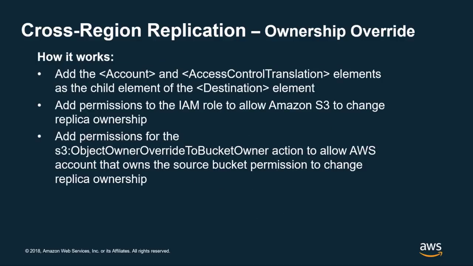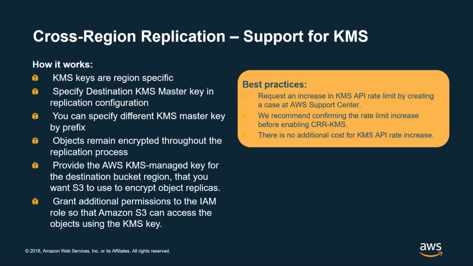And essentially how it works is you're going to add an account and access control elements as the child element of the destination element, add the appropriate permissions to the IAM role to allow S3 to change replica ownership, and then add permissions for the object owner override to bucket owner that will allow the AWS account that owns the source bucket to change replica ownership on the destination bucket.